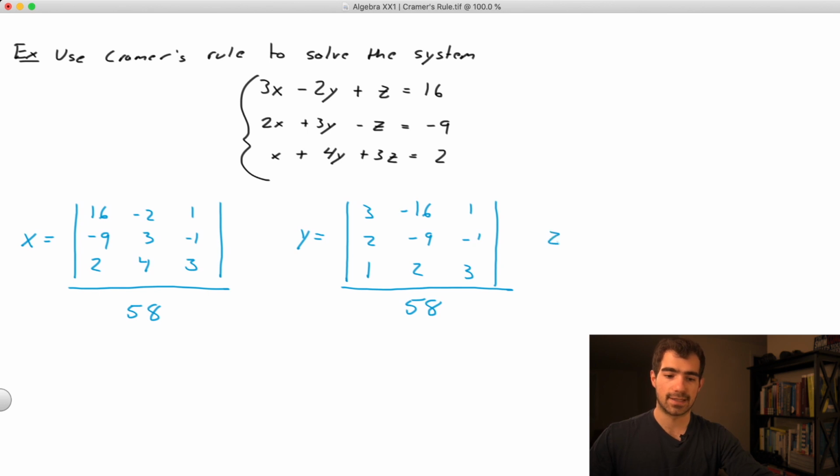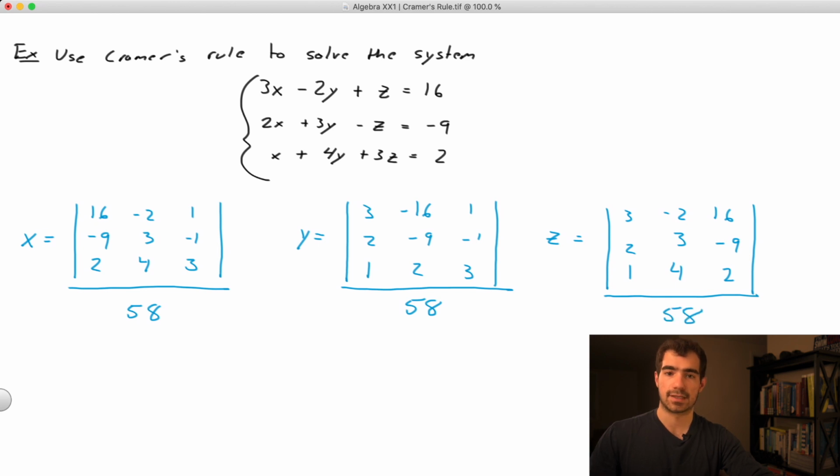And lastly, z would be equal to 3, 2, 1, the coefficients of x down the first row, negative 2, 3, and 4, the coefficients of y down the second row, and 16, negative 9, 2, the constant terms down the last row, replacing the coefficients of z. And again, divided by 58 to give us our z coordinate.